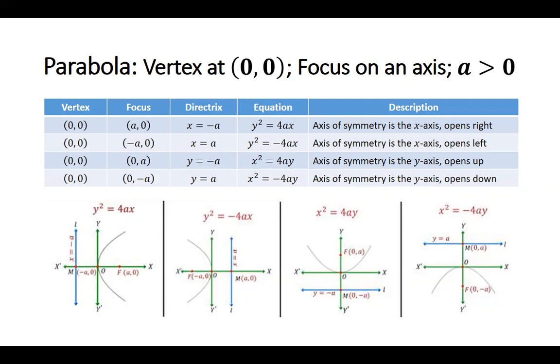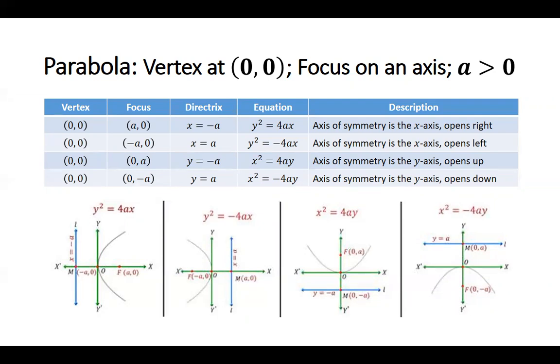And the focus, if the vertex is on the origin, then the focus is on one of the axes, either the x-axis or the y-axis, dependent on whether this opens right, left, up, or down. So you see with the first one here that the vertex is at the origin, focus is then at (a, 0), the directrix is at x equal to minus a, the equation is y squared equals 4ax, and the description is that the axis of symmetry is the x-axis.